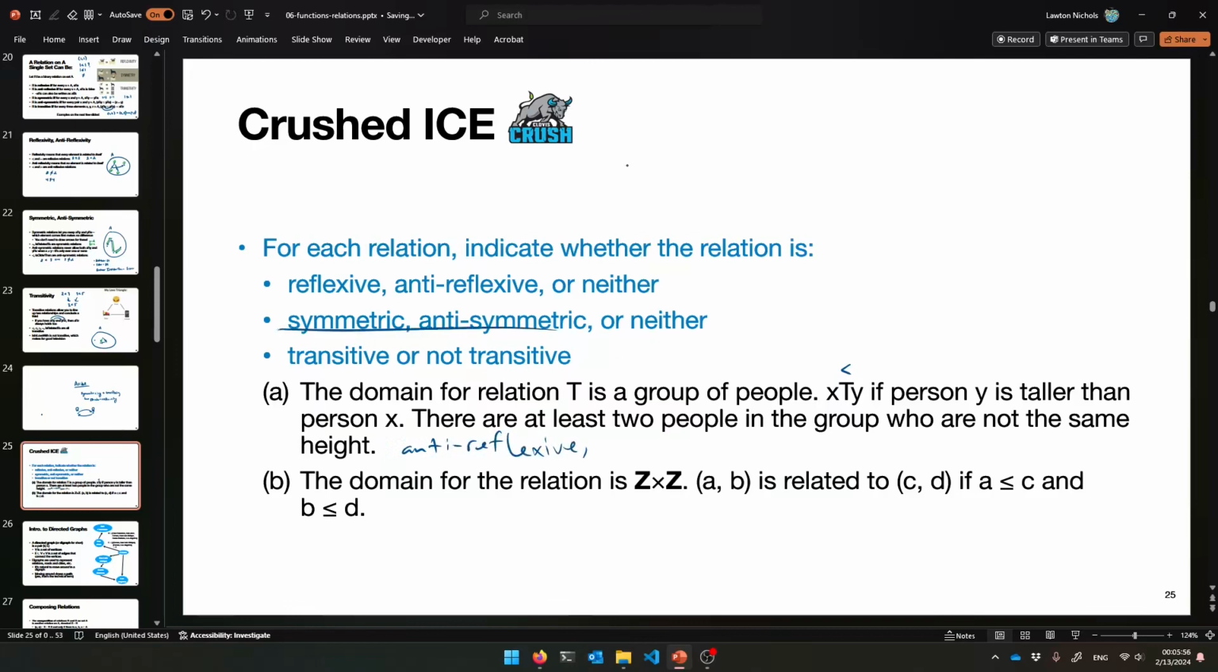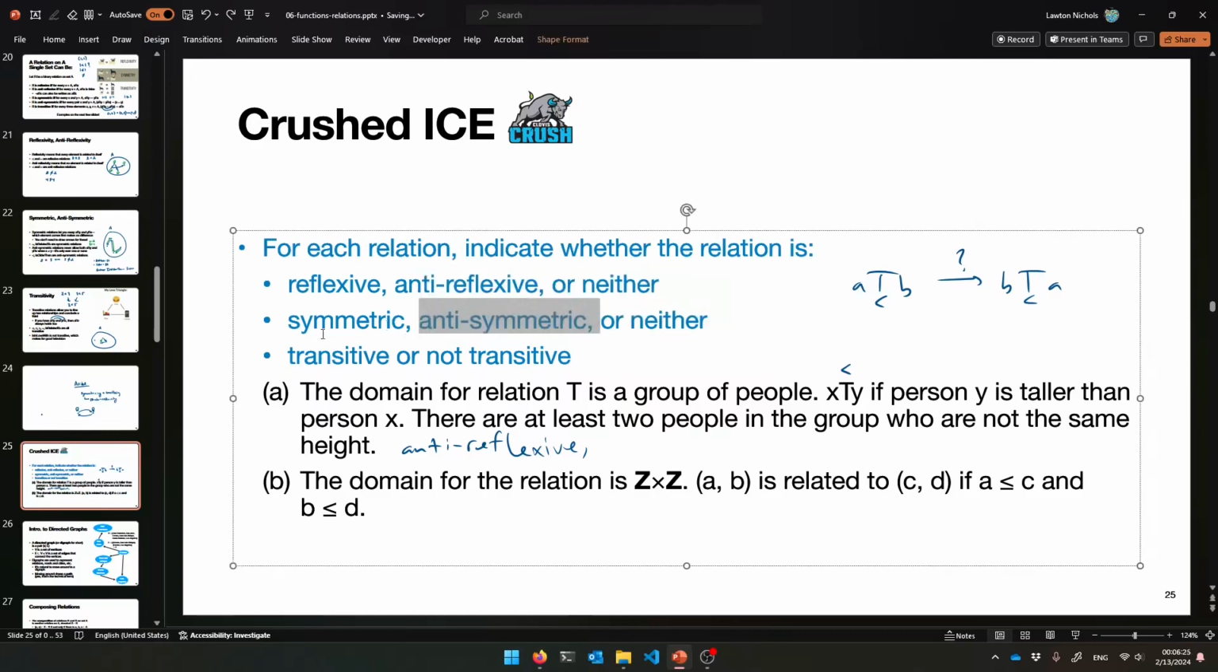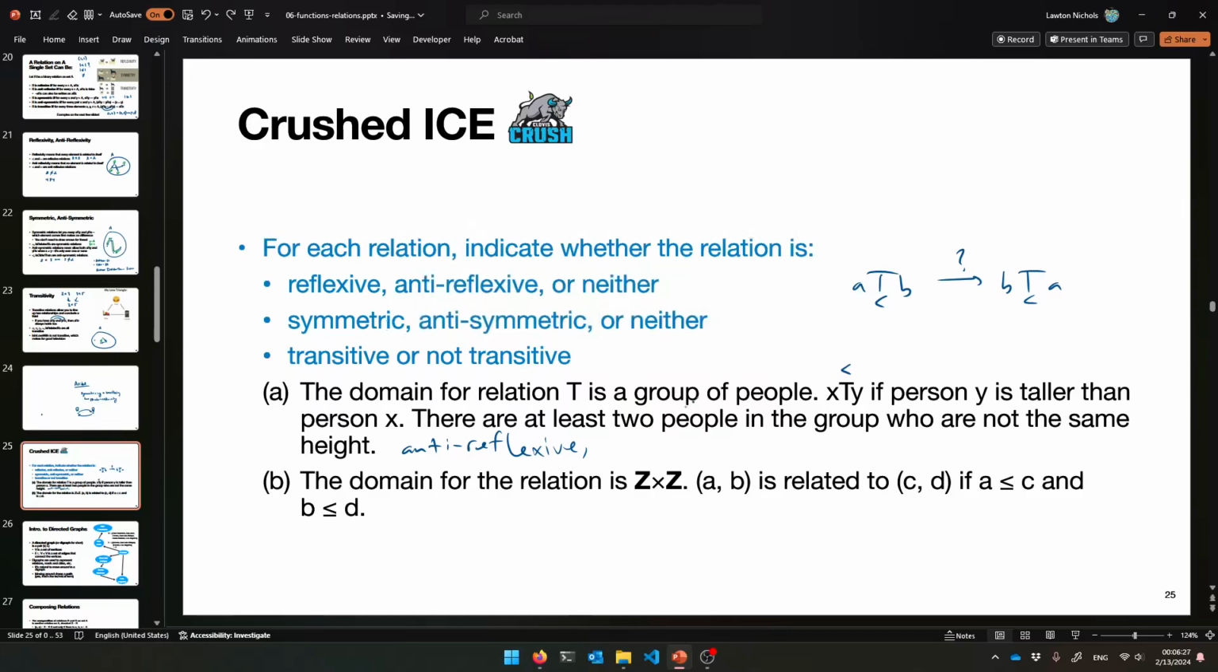And then let's think about symmetry. If people A and B are related under the taller than relationship, that means B is taller than A. It's like A is shorter than B. Can we immediately conclude that the opposite is true? That's what it means to be symmetric, right? If we know that A is shorter than B, does it mean that B is shorter than A? I'm pretty sure that's never true. So if it's never true, that means it's anti-symmetric.